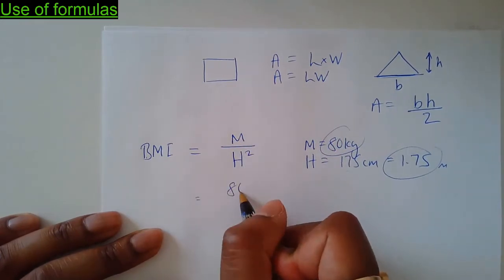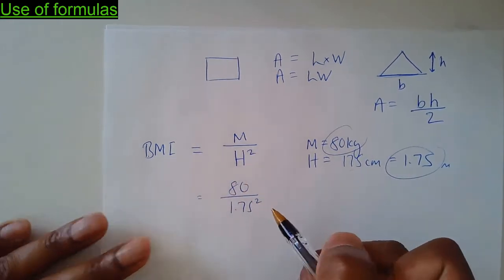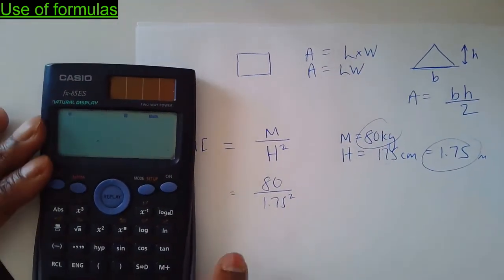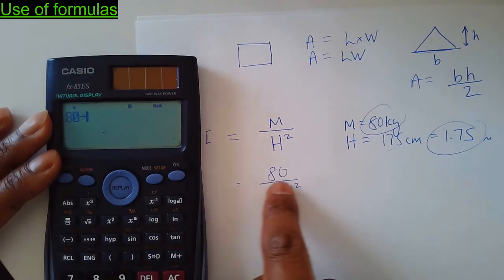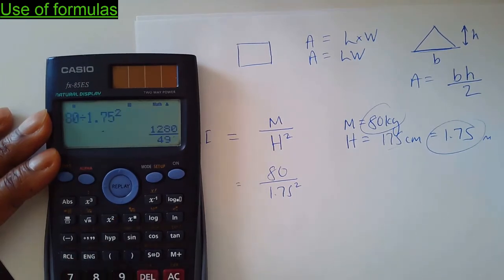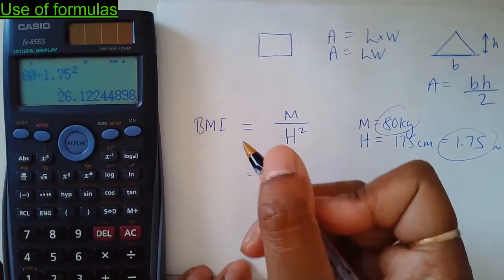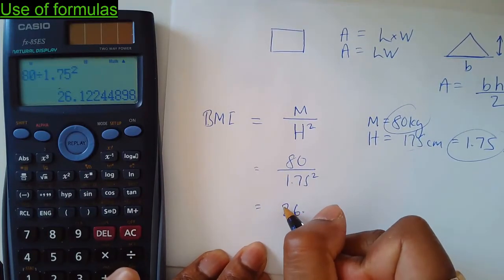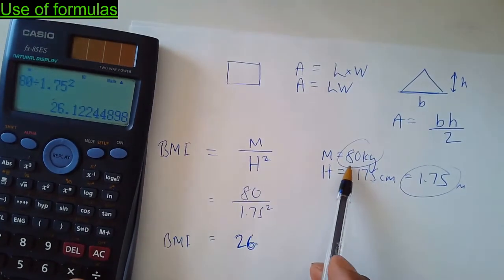M is 80 divided by height, 1.75 squared. And for this, I'll need a calculator. On this calculator, I've got a fraction button I can use, or I can use a divide button if it's up to me. So 80 divided by... press the equals button. This person has got a BMI of 26. We'll just write this as a whole number, 26. That's the BMI of that person with these stats.